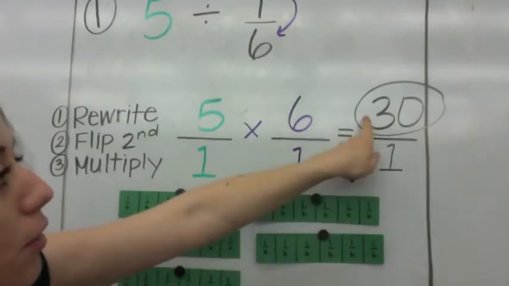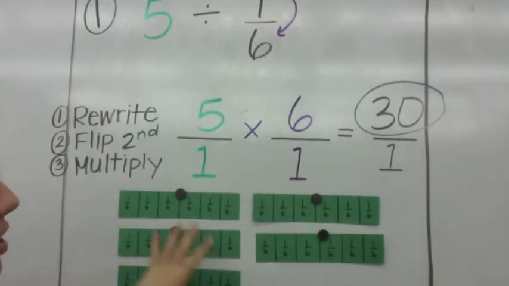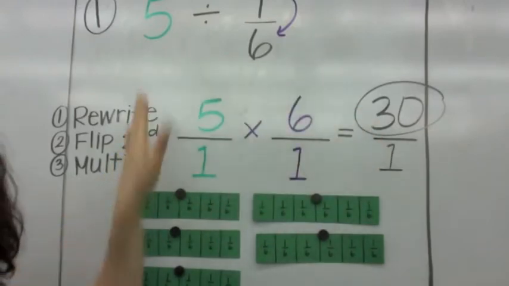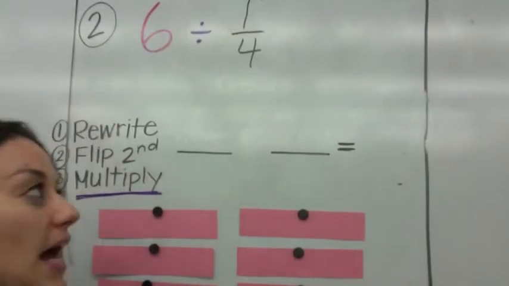It's saying there are 30 sixths. If you count up all the sixths, there are 30 sixths in 5. Okay, go ahead and write that down. Okay, read the last example with me.